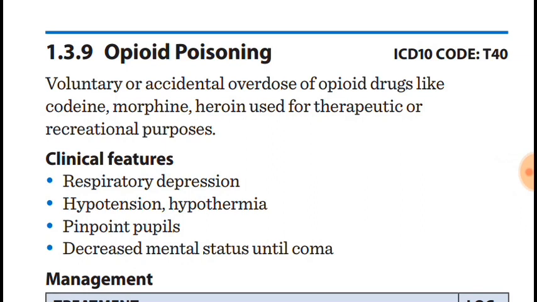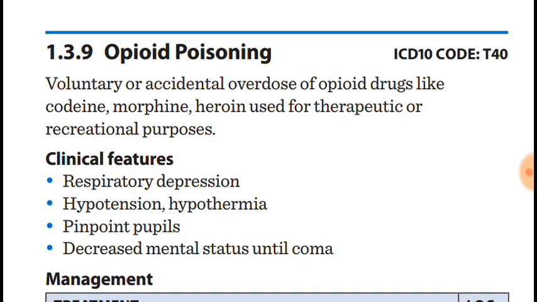Someone will present with respiratory depression, hypotension, hypothermia, pinpoint pupils, and a decreased mental status until coma. When you do a mental status exam, you'll find that it will be less than 30.